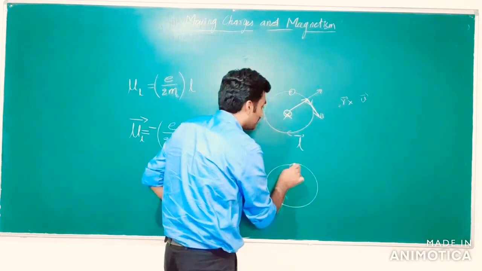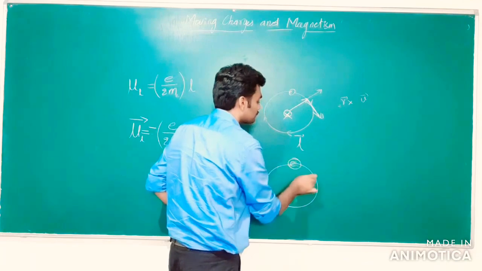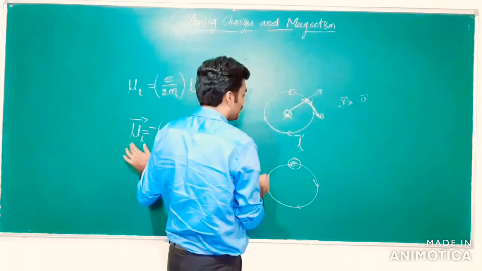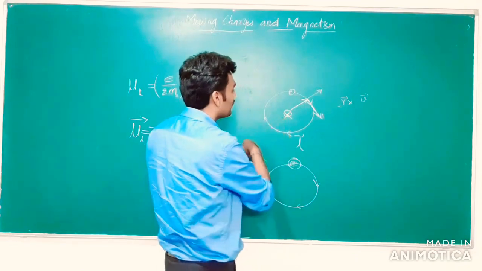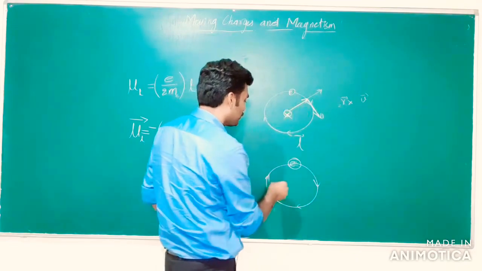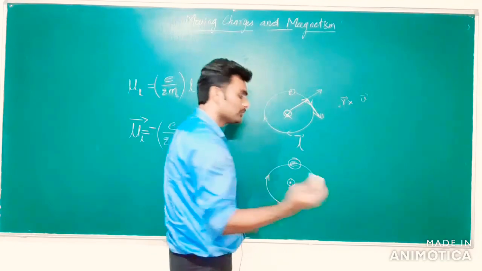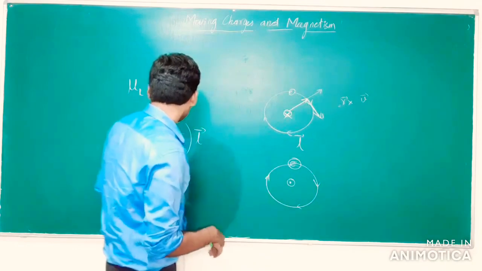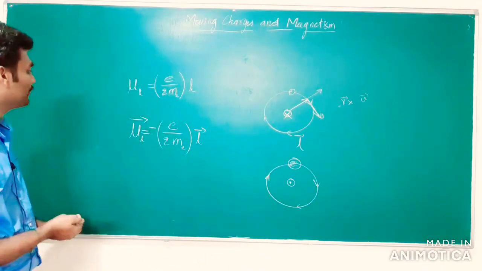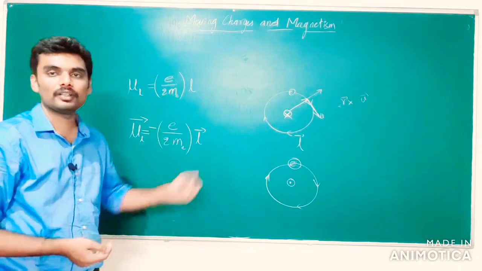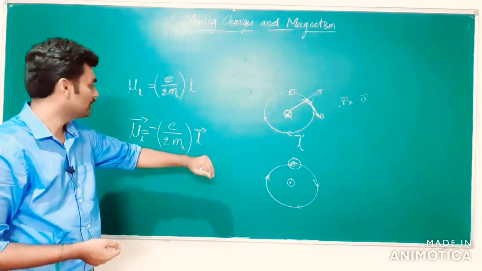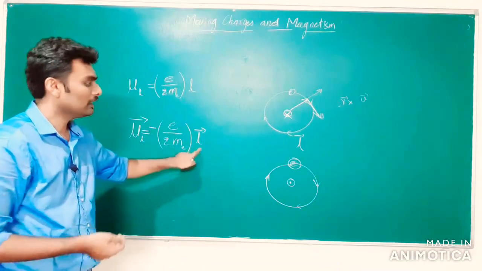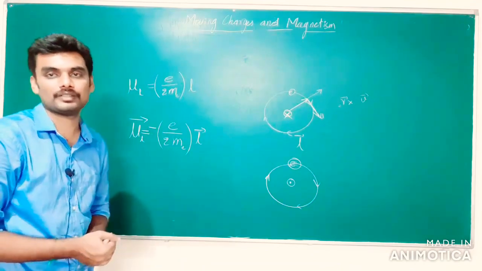So what is expected here? What is the direction of magnetic dipole moment? If angular momentum is into the board, the magnetic dipole moment should be out of the board, isn't it? It should be coming out of the board, which will give us the direction of magnetic dipole moment for the revolving electron. So that's it. The basic significance is that the directions of mu L and L are exactly opposite to each other.